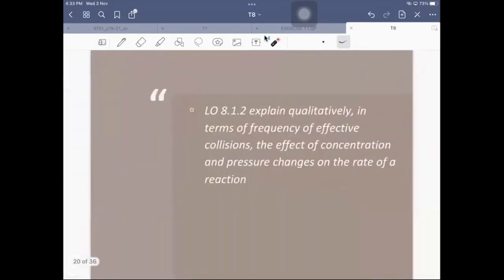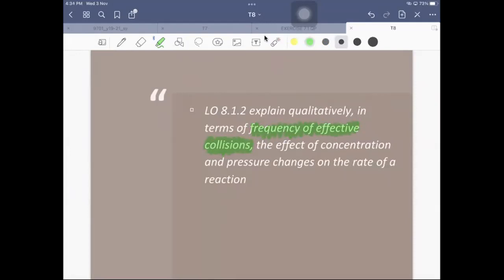Okay. Moving away from all those graphs and calculations, we now move on to the explanation qualitatively. That means you're not using numbers, you're just using explanation. In terms of frequency of effective collisions, that means in A level, you must mention this in your answer. You must talk about collisions. It's not enough to say, oh, you increase the concentration, there are now more molecules of reactants, so rate is faster. No, you have to mention this collision.